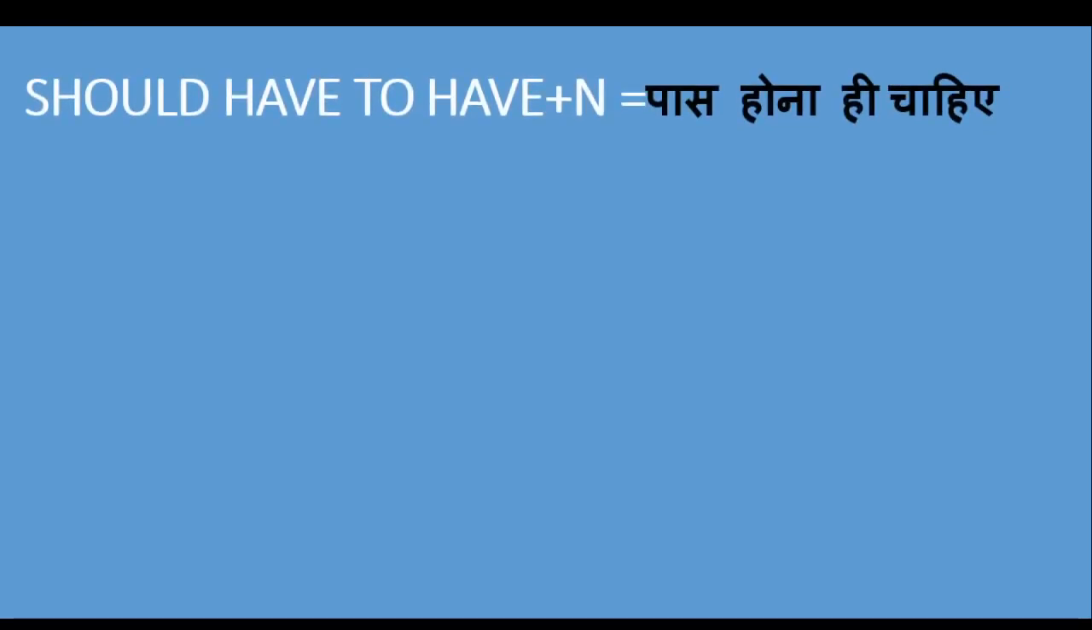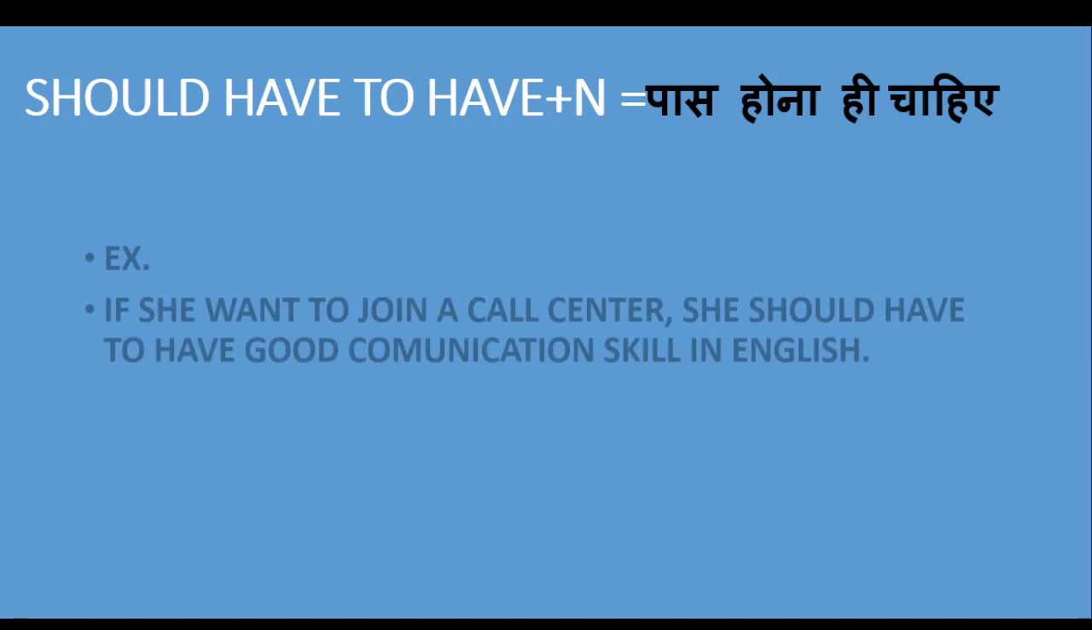And let me show you my second word, "should have to have". This modal verb is often used with a noun. It can be used to show something that should be available in the present, and it also shows that the thing is very important. So let me show you some examples.